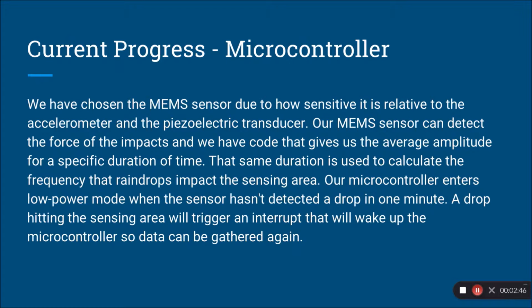Our microcontroller enters low power mode when the sensor hasn't detected a drop in 1 minute. A drop hitting the sensing area will trigger an interrupt that will wake up the microcontroller so that data can be gathered again.